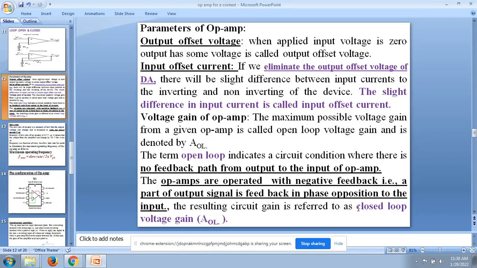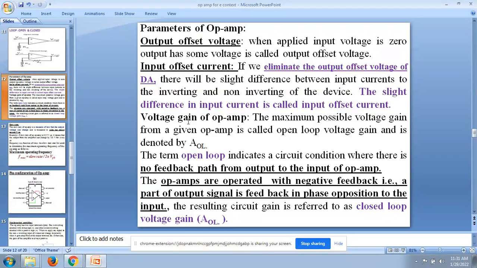Then the parameters of an operational amplifier: output offset voltage. When the applied input voltage is 0, the output has some voltage, and it is known as output offset voltage. Input offset current: if we eliminate the output offset voltage of a differential amplifier, there will be a slight difference between the input current to the inverting and non-inverting inputs of the device.